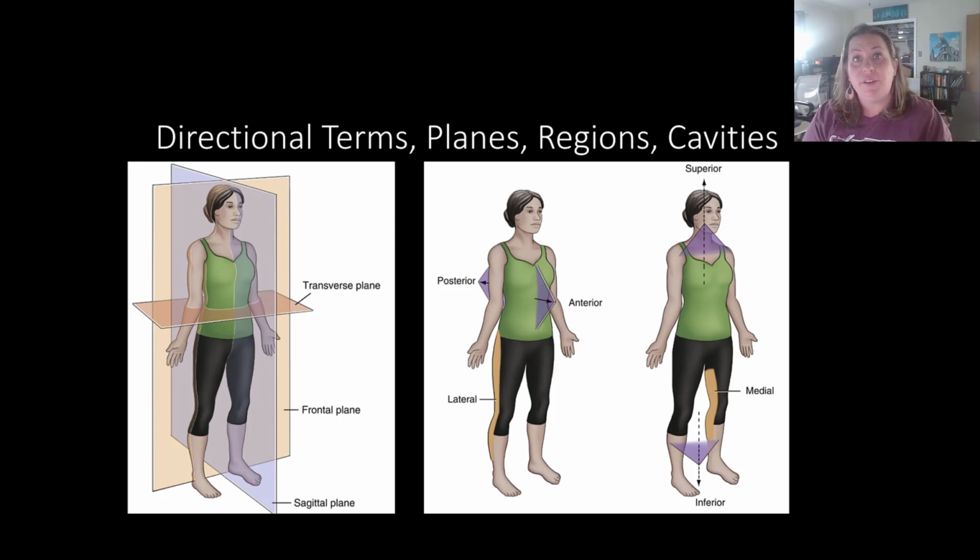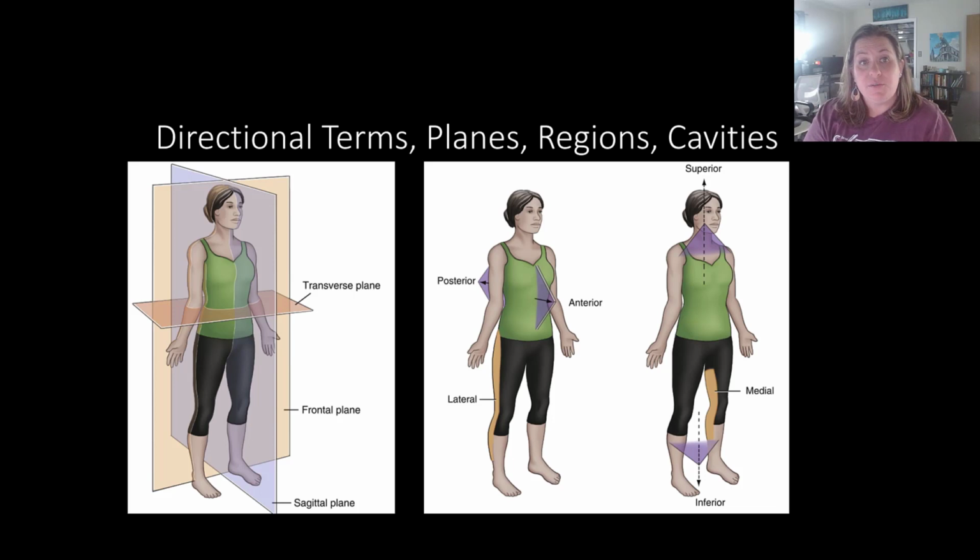So we have anterior, which is towards the front, or the ventral side, the belly side. You have posterior, which is the back side or dorsal. Superior is the uppermost part. Inferior is the lower part. Medial means towards the middle, whereas lateral means towards the sides. And this is what gives you all of those what we call directional terms on the body.